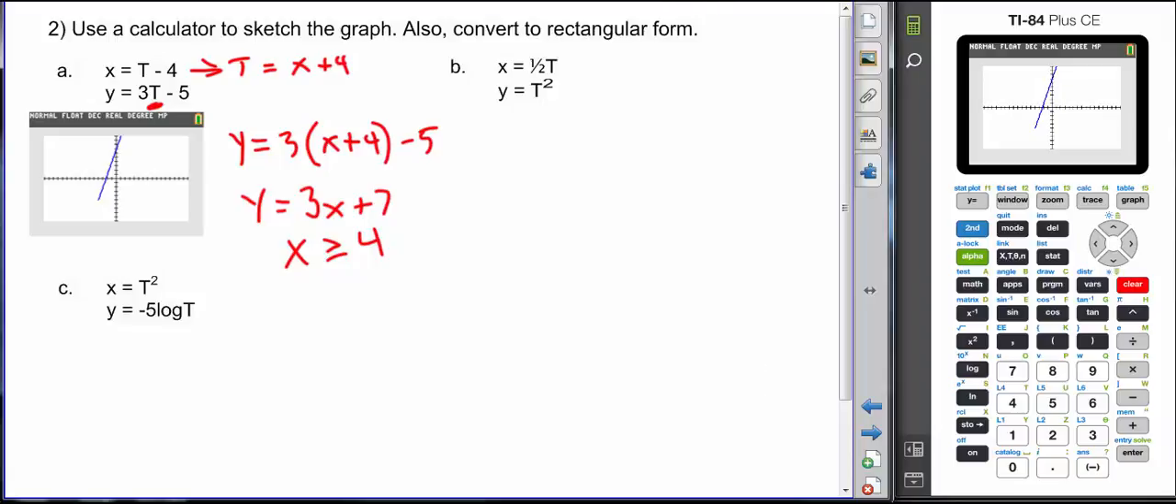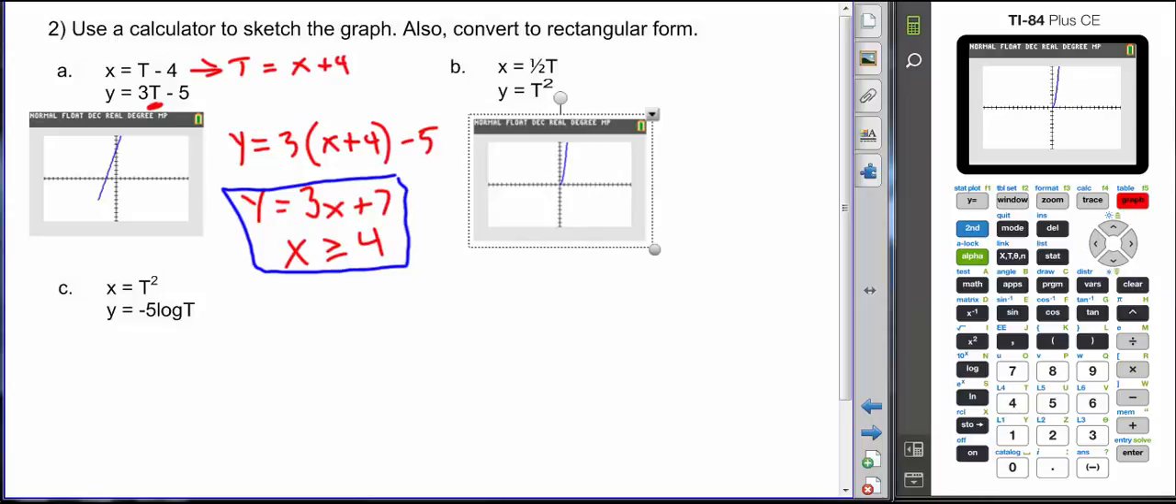All right, again, don't be in a big panic about this restriction here, but technically that should be part of the deal if we're going to do these the right way. And you know me, I like doing things the right way. All right, why don't you go ahead and pause the video for a second and graph part B.